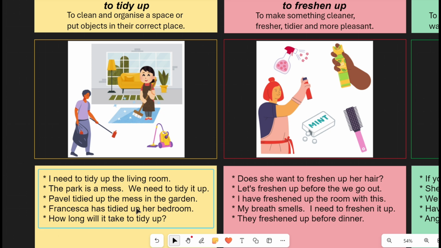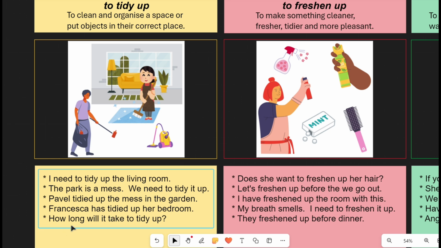Francesca has tidied up her bedroom. Present perfect form, has tidied. She did it in the past. She did it before. Okay? So this is a past action with a present result. So we're using the present perfect form for this.